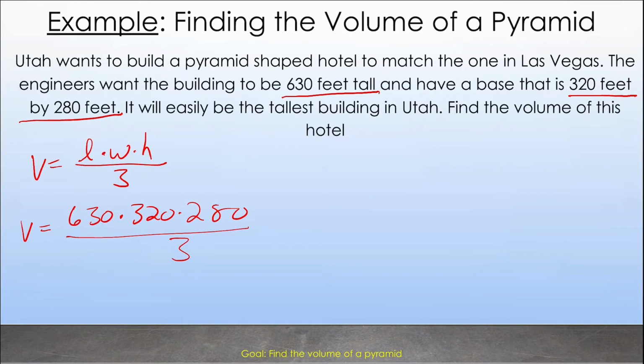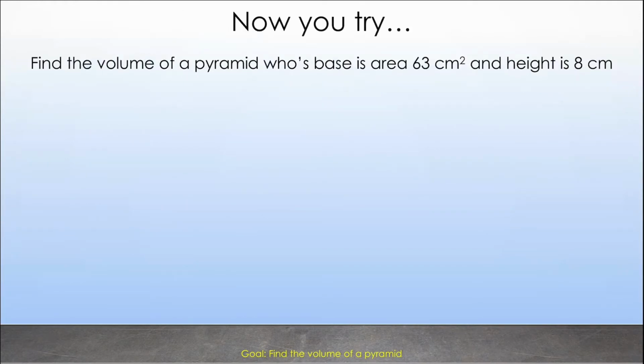So I'm going to plug that into a calculator. 630 times 320 times 280, all divided by 3. And that is going to get me my volume is equal to 18,816,000 cubic feet. Okay? Now you try.